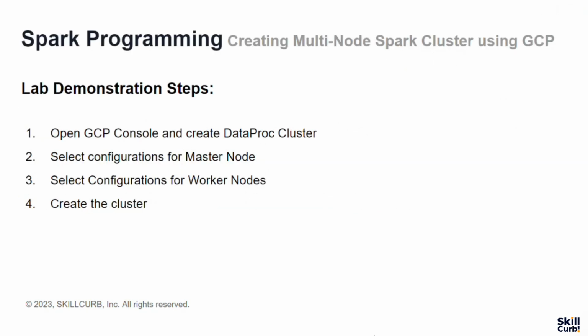In this video, you will learn how to create a multi-node Spark cluster using GCP. Spark is a distributed cluster and you may want to access a real distributed cluster for exploring how things are going to work in a real distributed cluster. For that, we will first open the GCP console and create a Databricks cluster. Then we are going to select the configurations for the master node. After that, we will select the configurations for worker nodes, and then finally we will create the cluster.